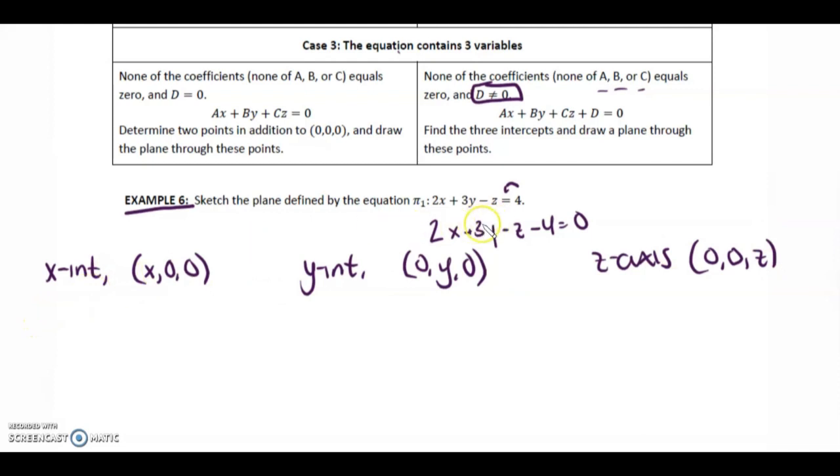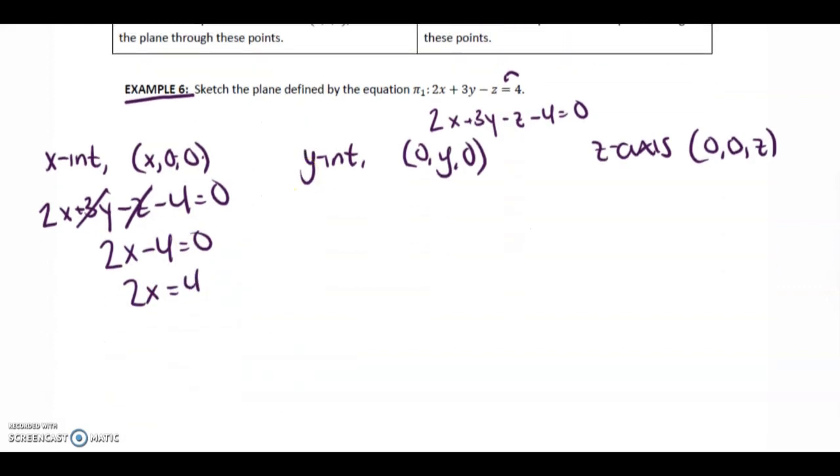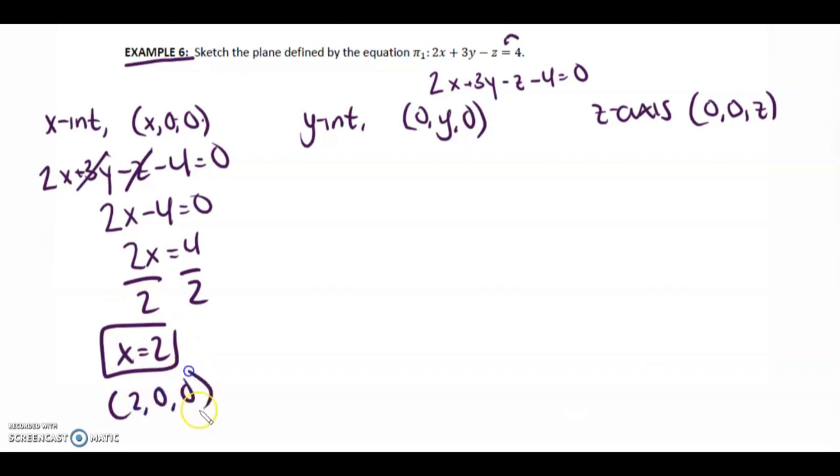Okay, so we take this equation. If we had 2x plus 3y minus z minus 4 equals 0, the y and the z are going to go away. We're simply going to have 2x minus 4 equals 0, 2x equals 4, and then we're going to divide out. Okay, so we divide by 2, we get x equals 2. So the point we have for this one is 2, 0, 0.